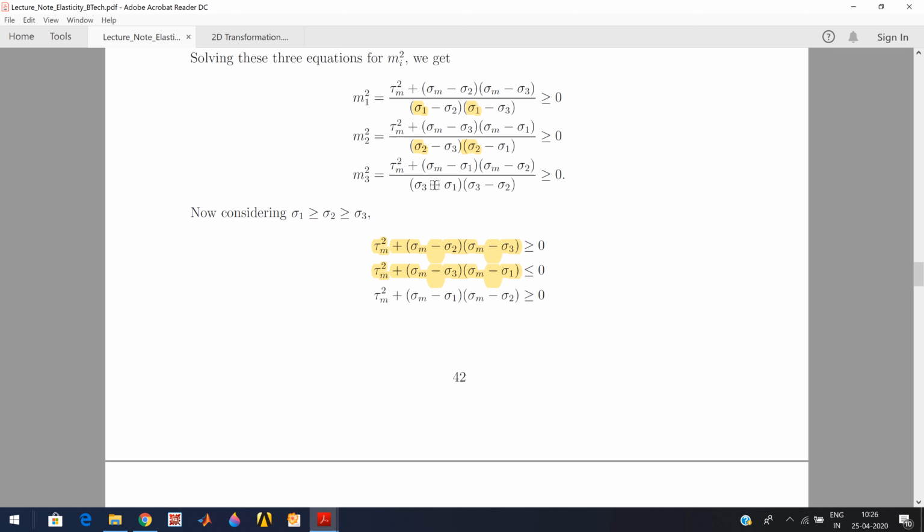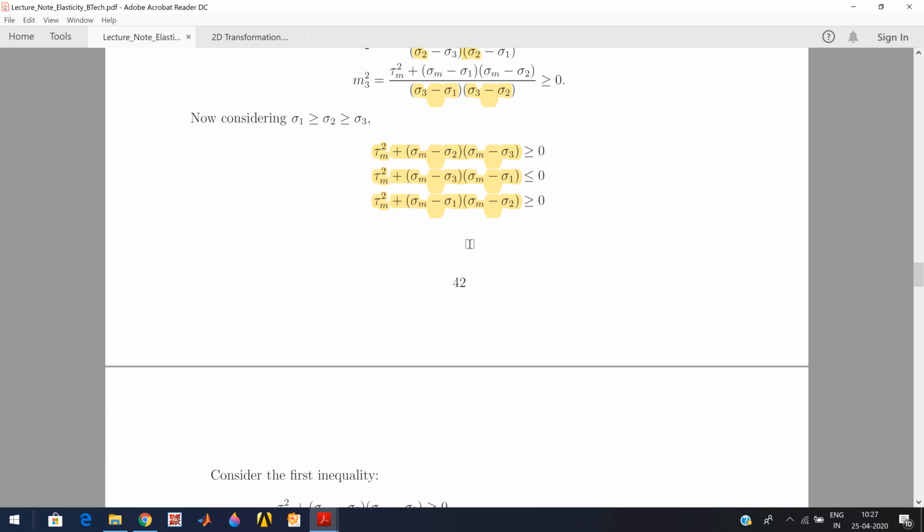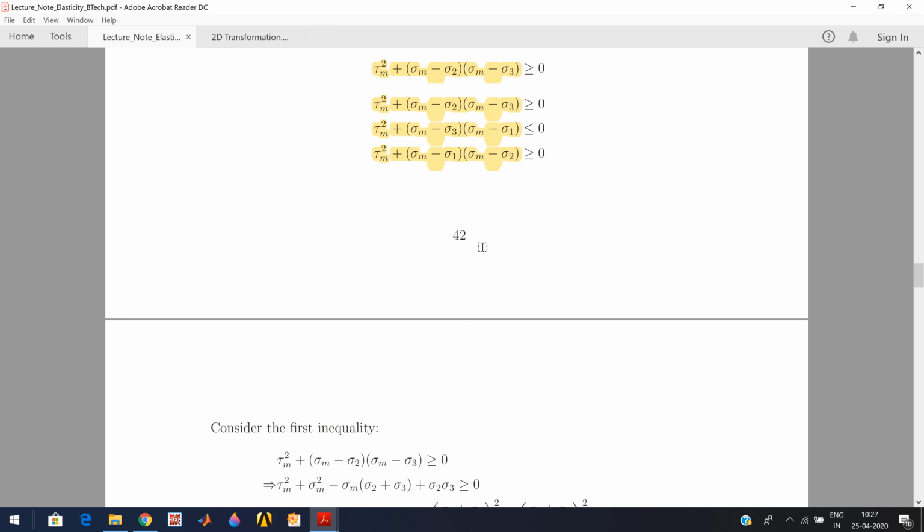But for the third case, you can see this is negative: sigma 3 minus sigma 1, and sigma 3 minus sigma 2 also will be negative. So two negatives make a positive, so the numerator will also be greater than or equal to 0 for this case, just as for the first case. So you get two equations as greater than or equal to 0 and one as less than or equal to 0. Now we'll try to manipulate these equations a little bit and see what we get.